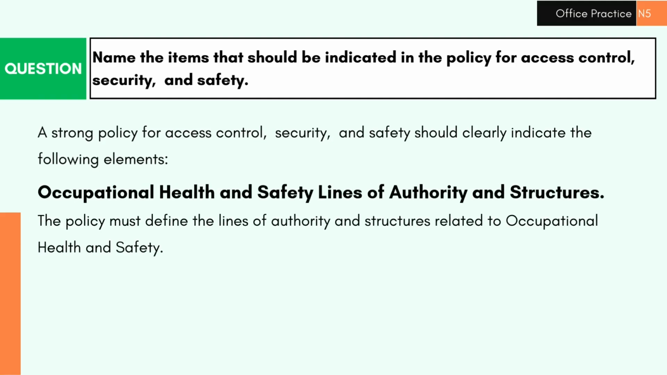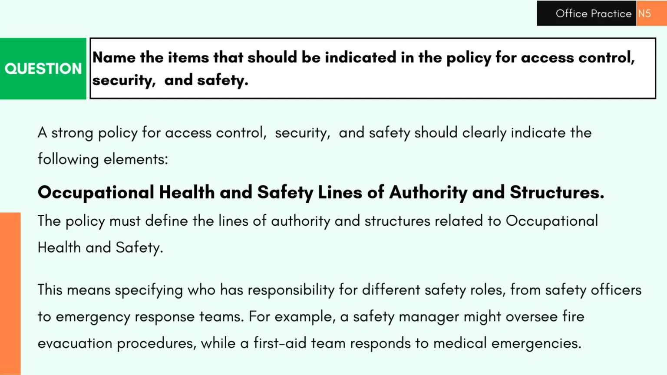1. Occupational health and safety lines of authority and structures. The policy must define the lines of authority and structures related to occupational health and safety. This means specifying who has responsibility for different safety roles, from safety officers to emergency response teams. For example, a safety manager might oversee fire evacuation procedures, while a first aid team responds to medical emergencies.